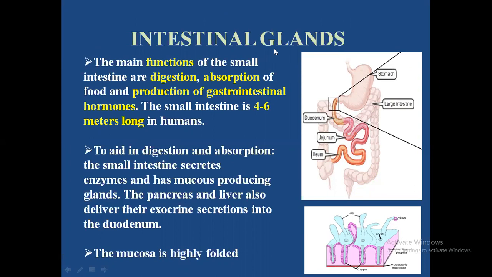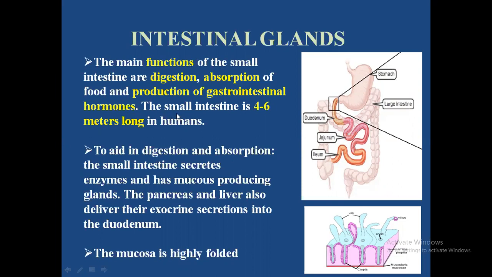Next one is intestinal glands. The main function of intestinal glands is digestion and absorption. I already told you gastric glands produce the gastric juice. Here intestinal glands produce the intestinal juice. This intestinal juice is also called succus entericus. The production of gastrointestinal hormones also takes place from the intestinal glands.